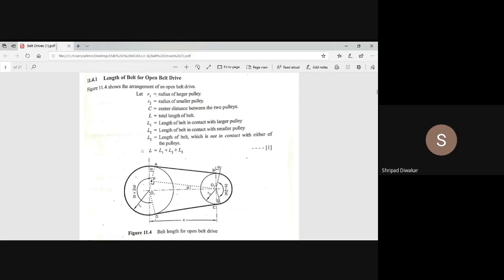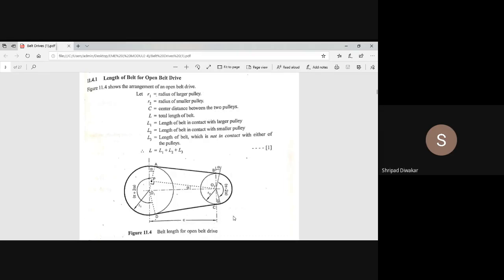One more important thing is that whatever angle alpha is there here, angle O1 O2P is also equal to alpha. These angles are all equal. Whatever angle of contact you are mentioning here, we get one more angle, O1 O2P, which is exactly equal to alpha. So this is the diagram.